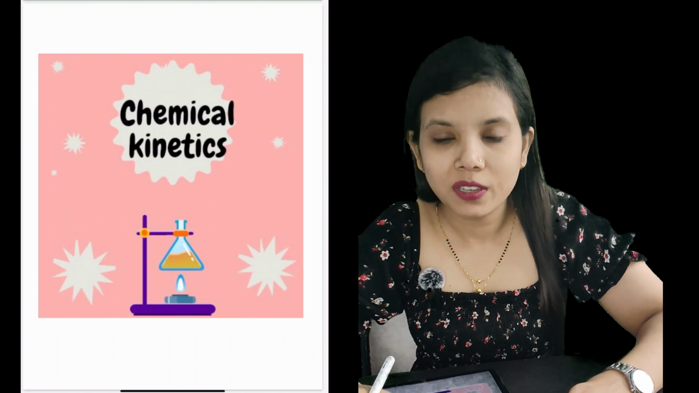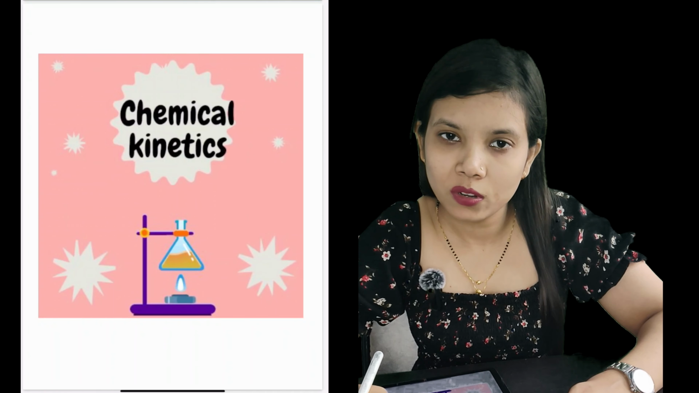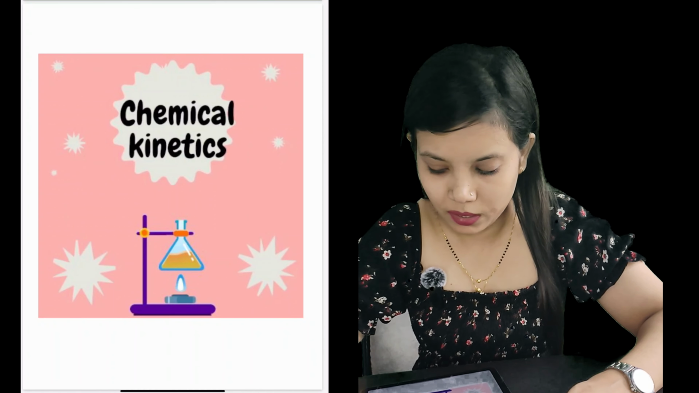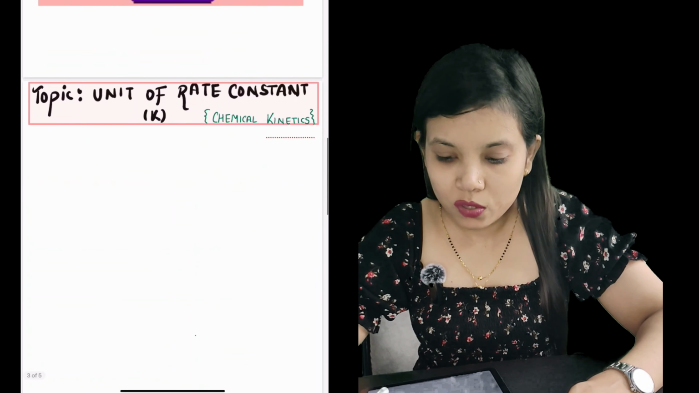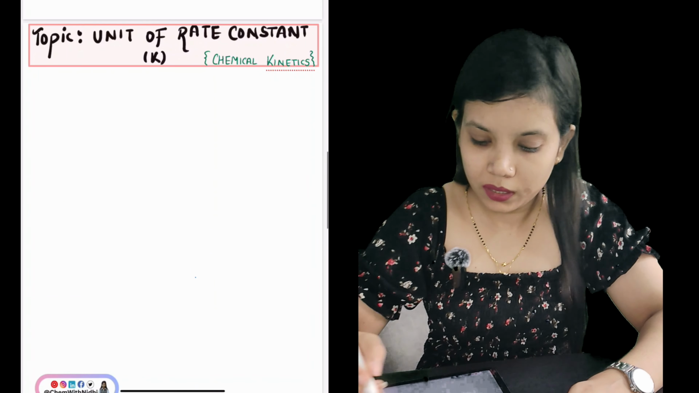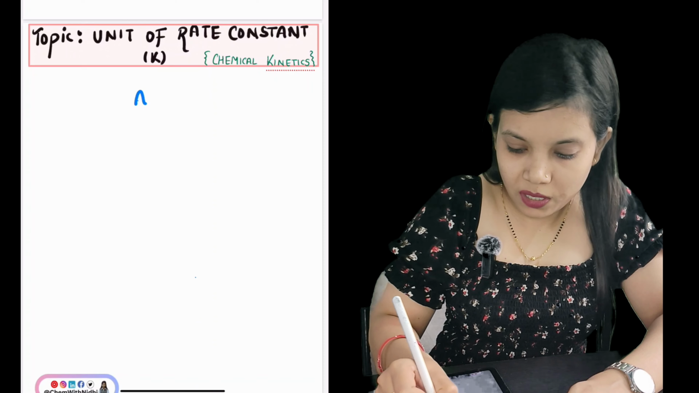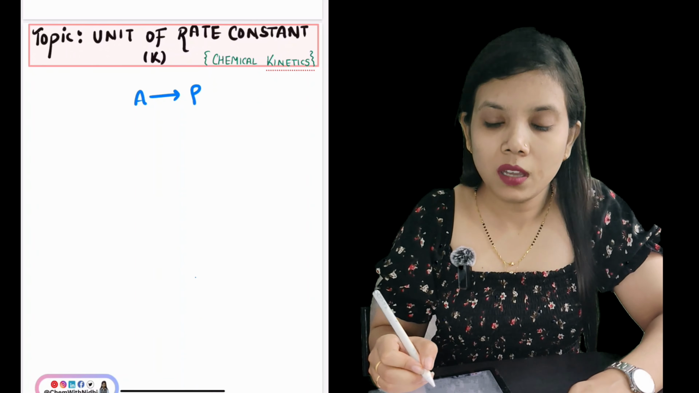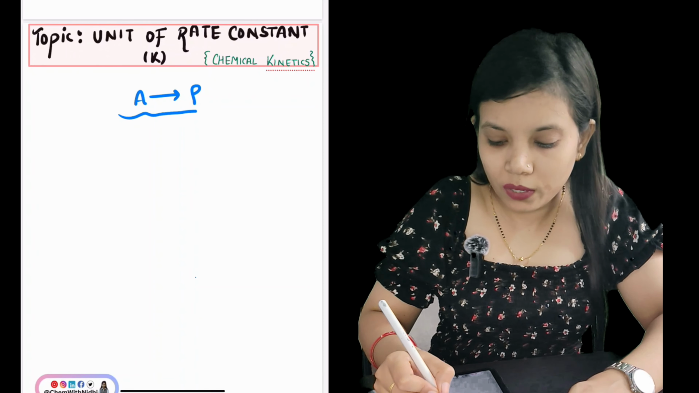Hello students, so today we are going to find the unit of rate constant from the chapter Chemical Kinetics. Suppose you have a reaction, I will start with. Suppose we have a reaction A which is giving some product P. For this reaction, how will you write the rate?